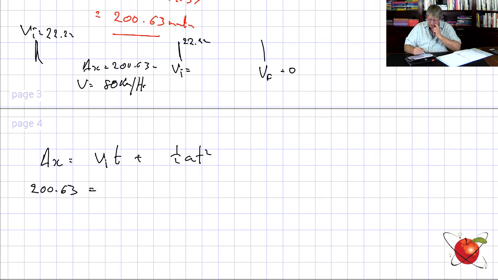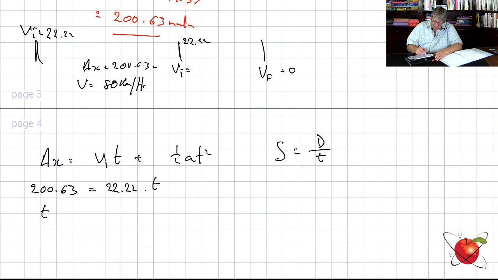Fundamentally, we're then going to say delta x, we know, is 200.63, which must be equal to V initial times time, 22.22 t. This is the old formula. I don't really want to use it. Speed is equal to distance over time, isn't it? Essentially. Time is going to be equal to... So what have we got here? Therefore, the time for the first piece is going to be 9.03 seconds. That is the time traveled in the first piece.